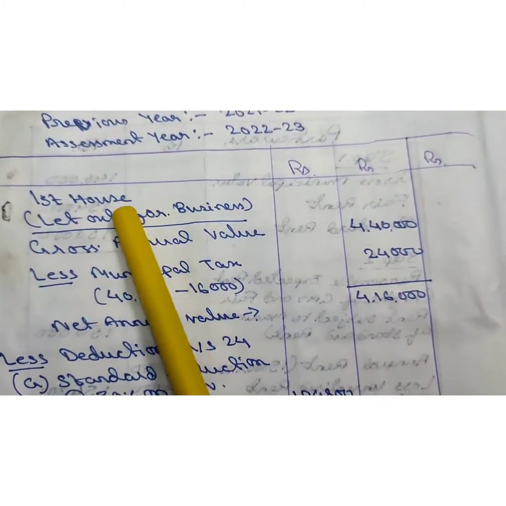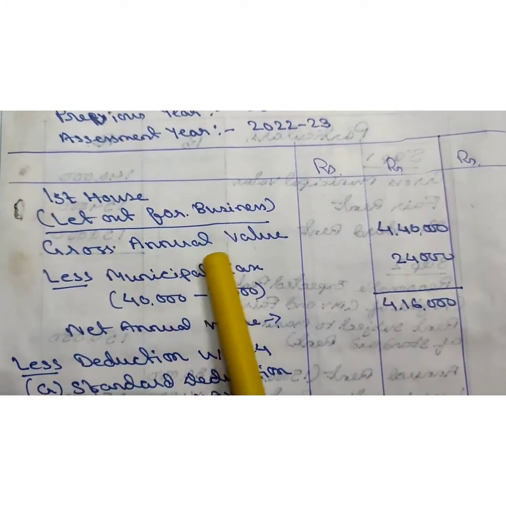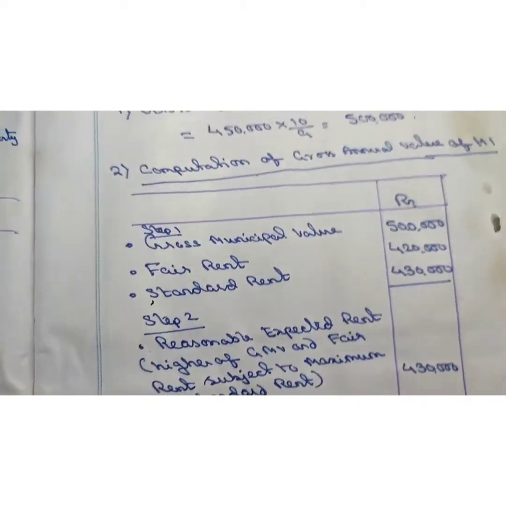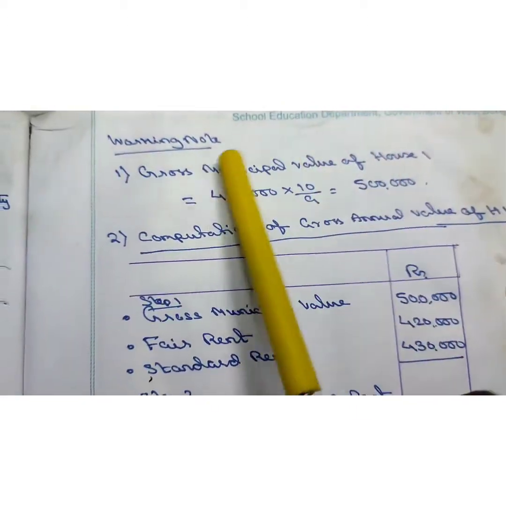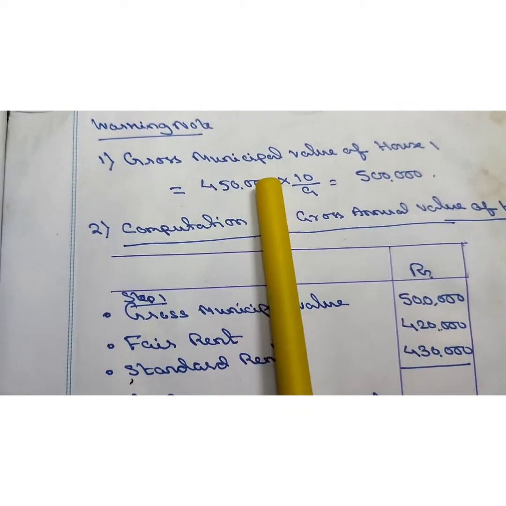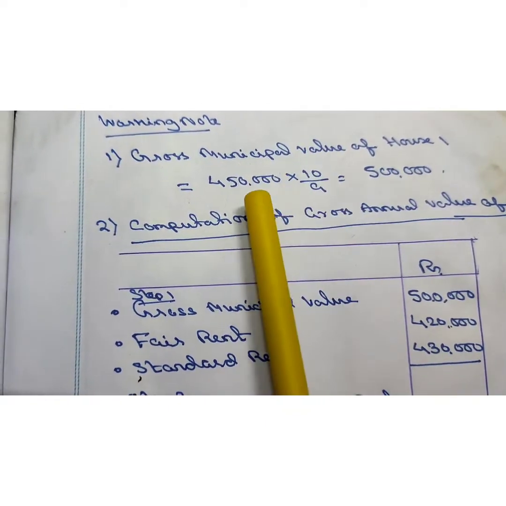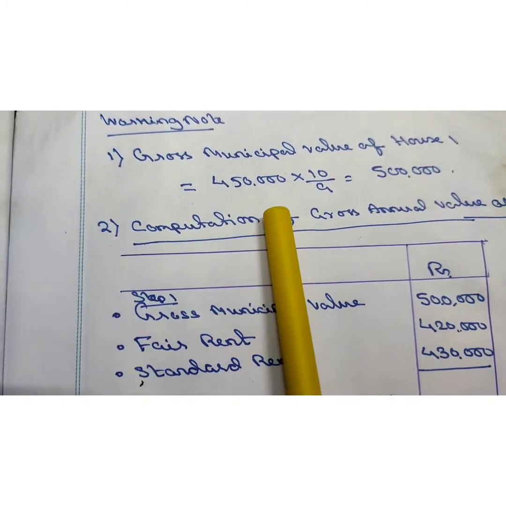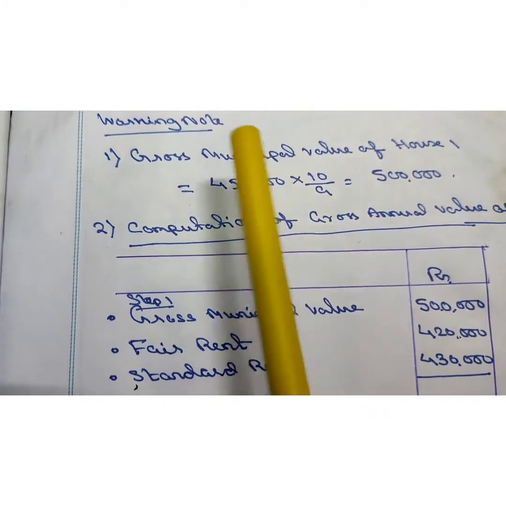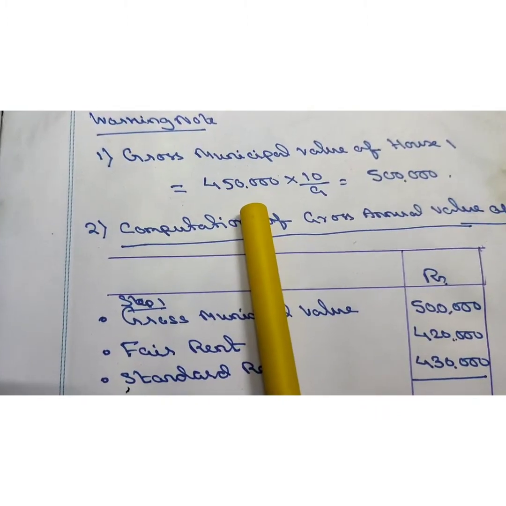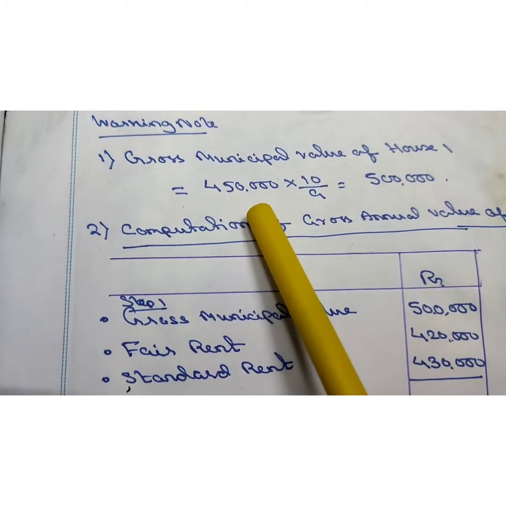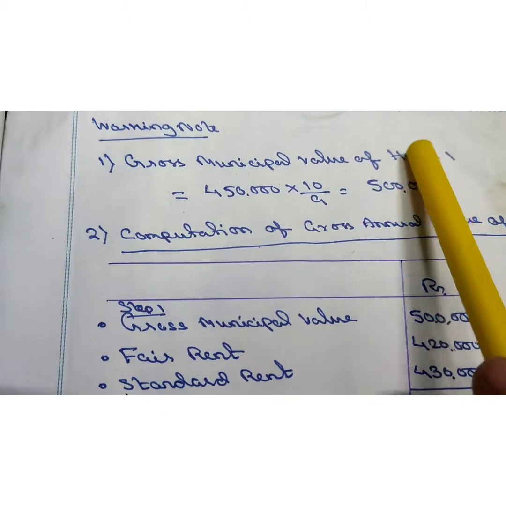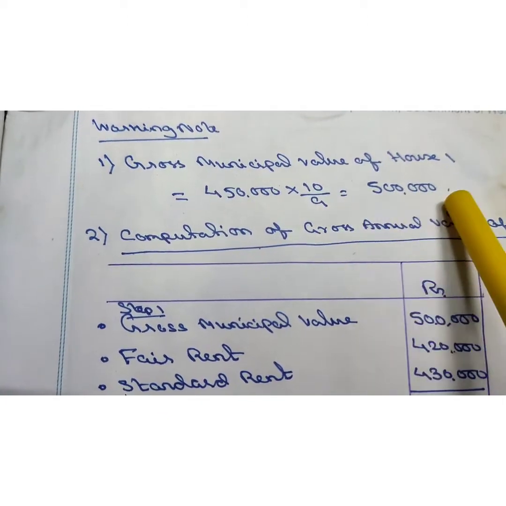First house, that is let out for business. So first we have to calculate gross annual value. In the workings part, I have done this gross annual value. First, in the question the net municipal value is given, so first we have to convert it into gross municipal value. In a previous sum we have already done how to convert net municipal value into gross municipal value. Net municipal value is given in the question as rupees 4,50,000. It is multiplied by 10 by 9, and we get 5 lakh as gross municipal value.